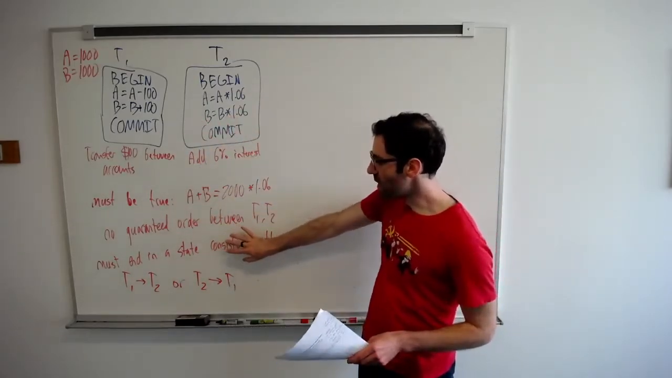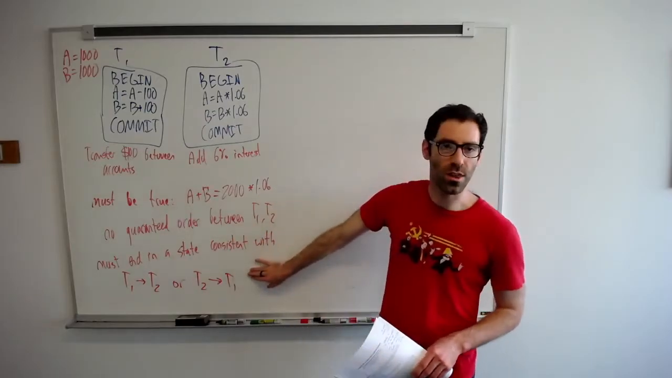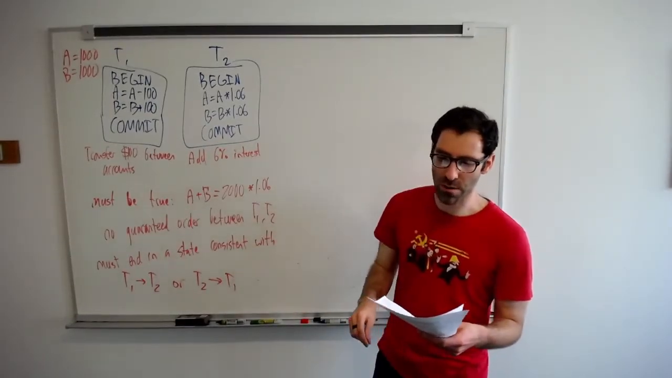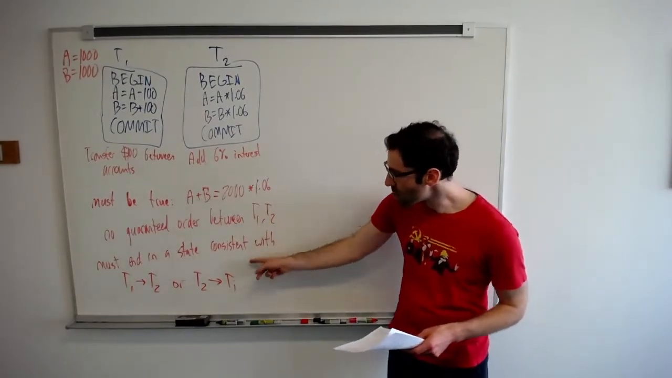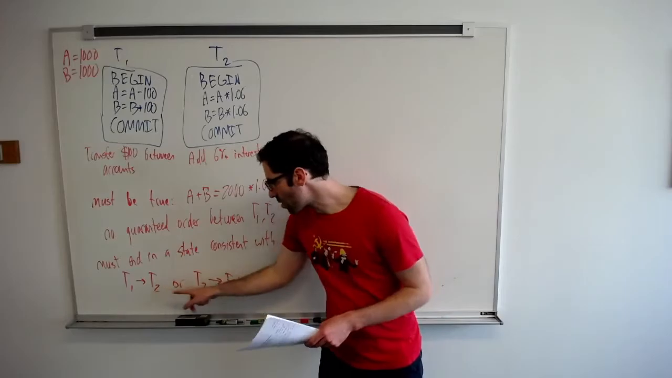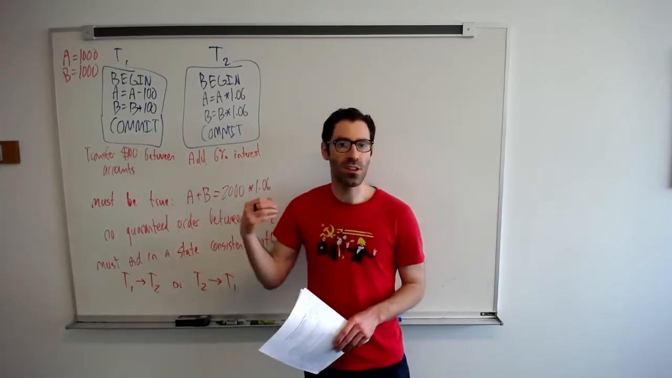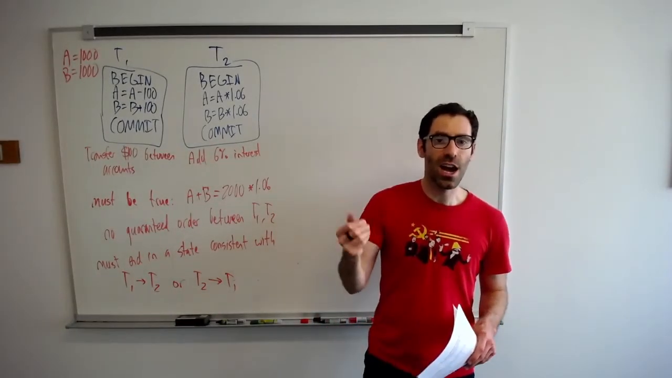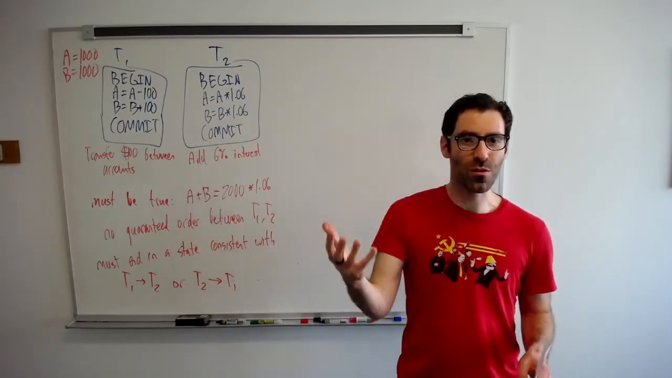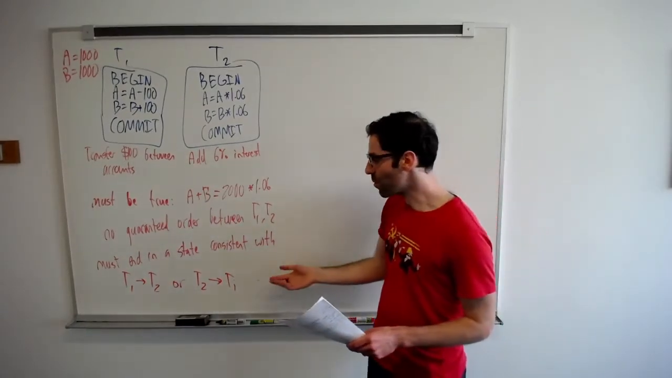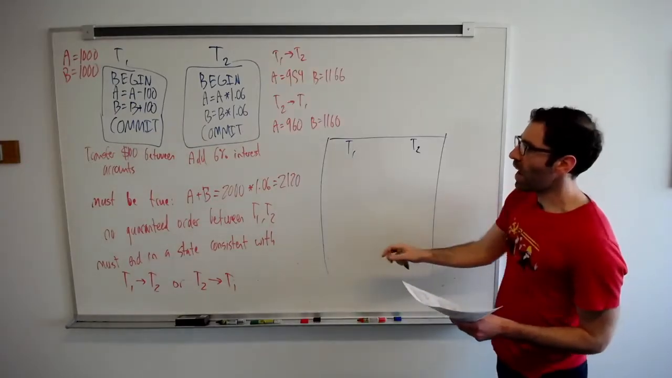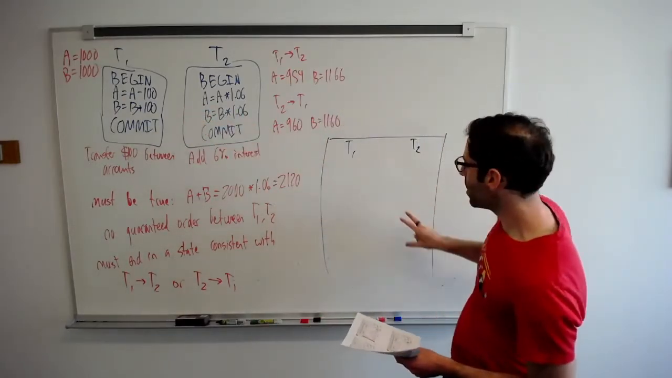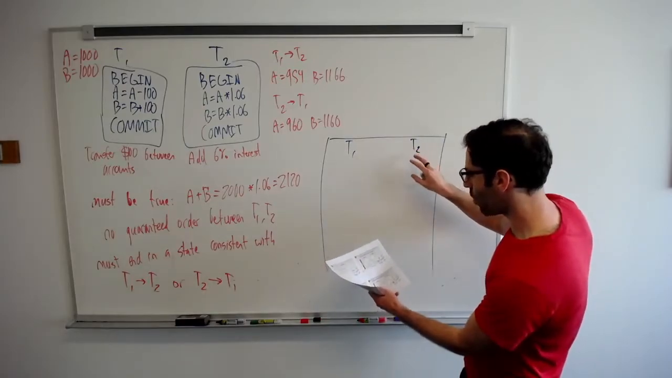But we need the ending state to be consistent with some kind of sequential ordering of them in order to provide this isolation property. Because if it's not consistent with either of these, then the transactions did not observe the world, did not affect the world as if they were the only thing running on the database. We could have all of T1 happen and then all of T2, or the reverse.